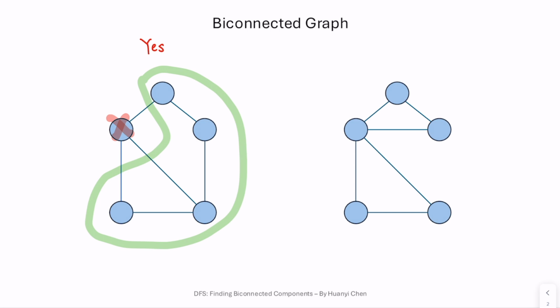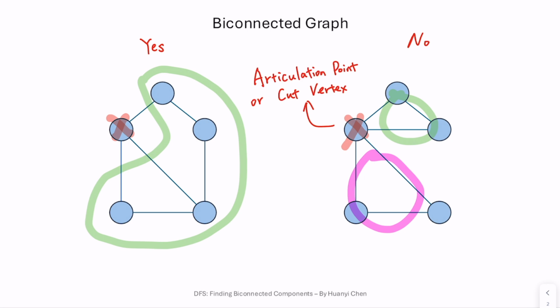Because if you somehow pick this node to remove, after removing this node, the remaining of the graph will be split into two pieces. So this is not a biconnected graph. In this case, the node we remove is called an articulation point or cut vertex. And after removing all articulation points, the remaining pieces are called biconnected components.